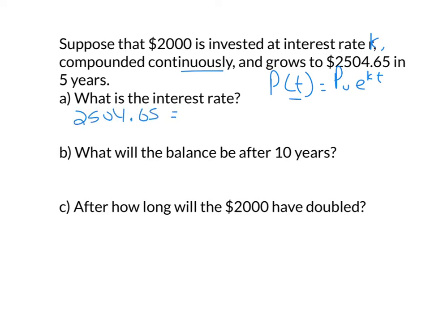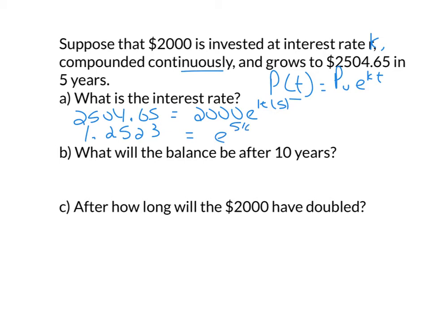So it's 2504.65 equals 2,000. That's my initial principal. E, interest rate I don't know. Time I do know, 5 years. I'm doing 5K. All right, so what I'm going to do first is divide both sides by the 2,000. I'll punch that in real quick. 2504.65 divided by 2,000. That's how you move that 2,000 over. Sorry about this, something went wrong with my calculator. And I get 1.252 equals E to the 5K power.